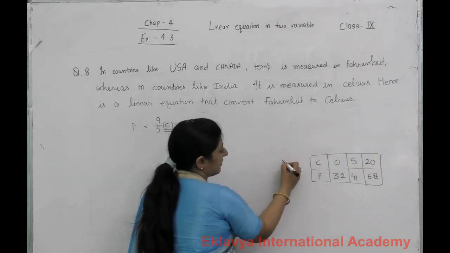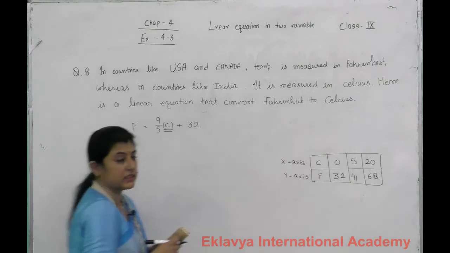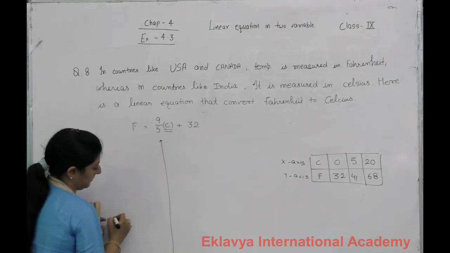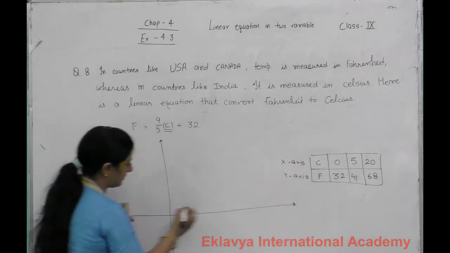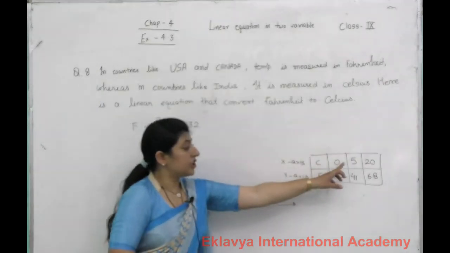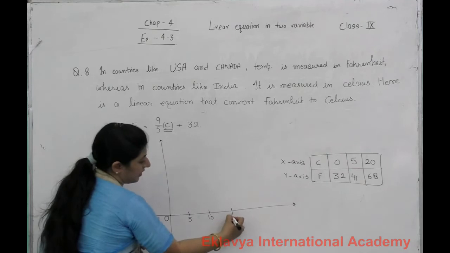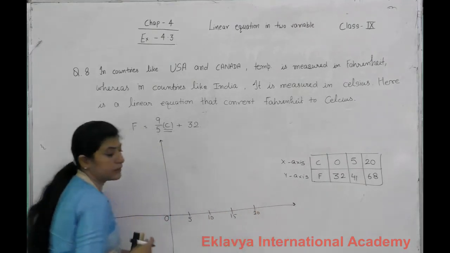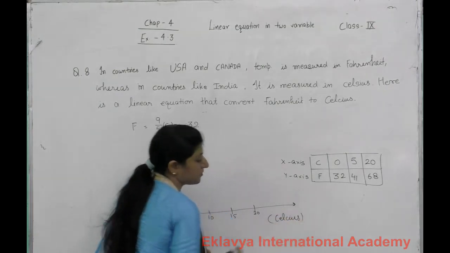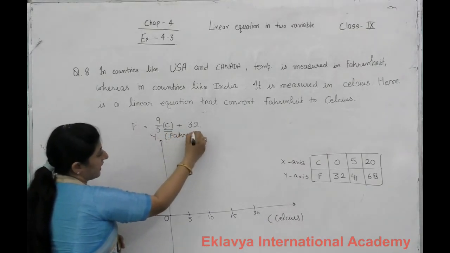This is on the x-axis. We can write this as the x-axis coordinate. These are the y-axis coordinates. Now see, all the values we are taking are positive. This point is O. 0, 5, 20. It means we can take 5, 10, 15, 20. This is Celsius. This y-axis represents Fahrenheit.